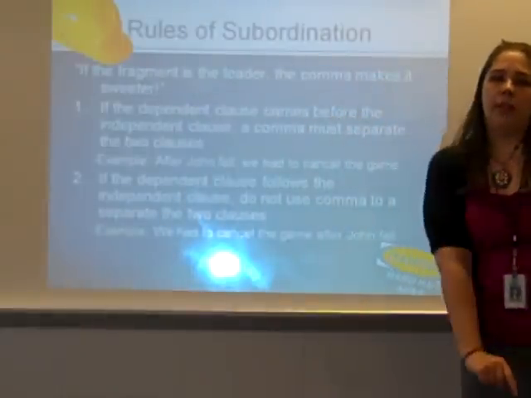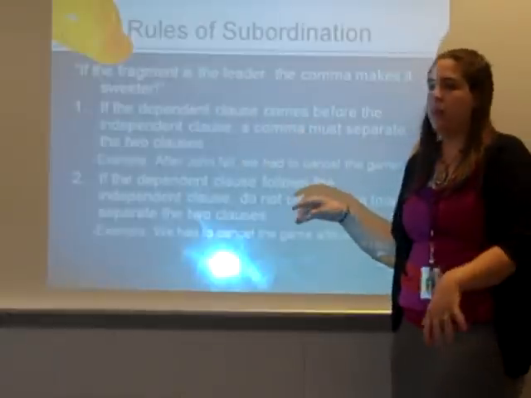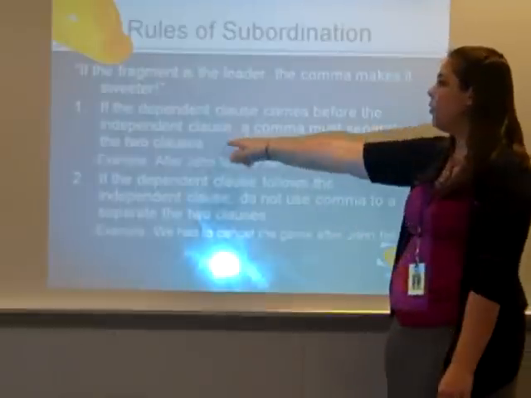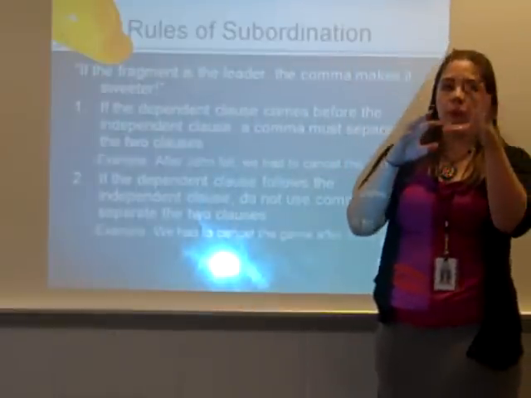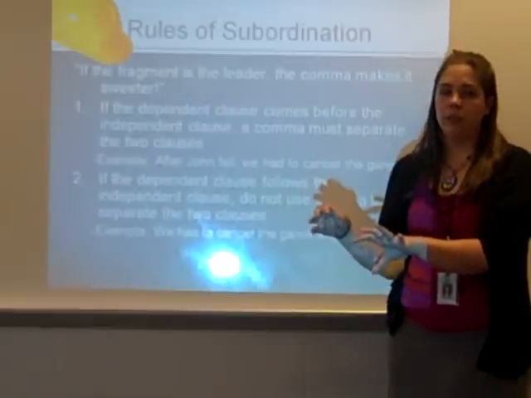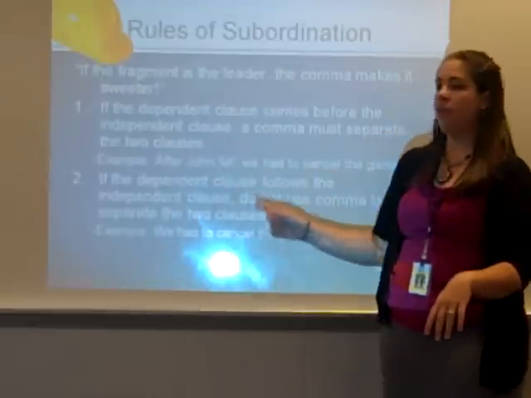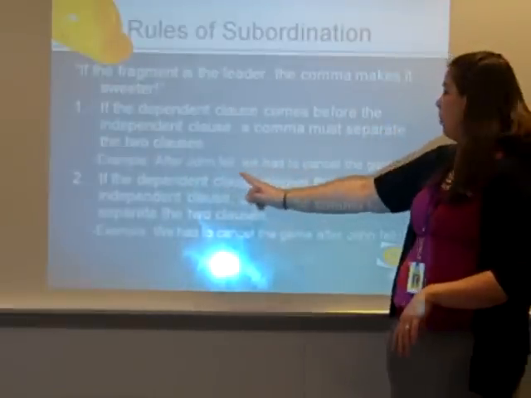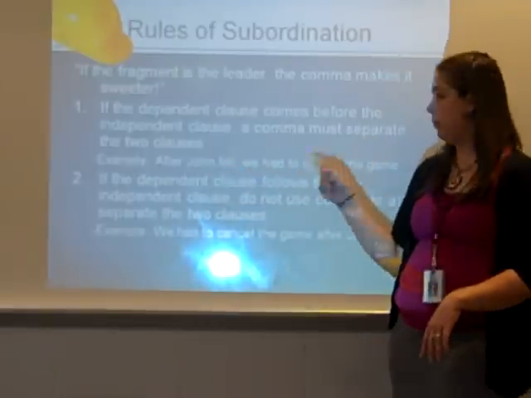General rule when you're using dependent clauses: if the fragment, or dependent clause, is the leader, the comma makes it sweeter. So if the dependent clause is first, you have to join it with a comma. So if there's a dependent clause at the beginning, after John fell, you have to join the two together with a comma. So after John fell, comma, we had to cancel the game.